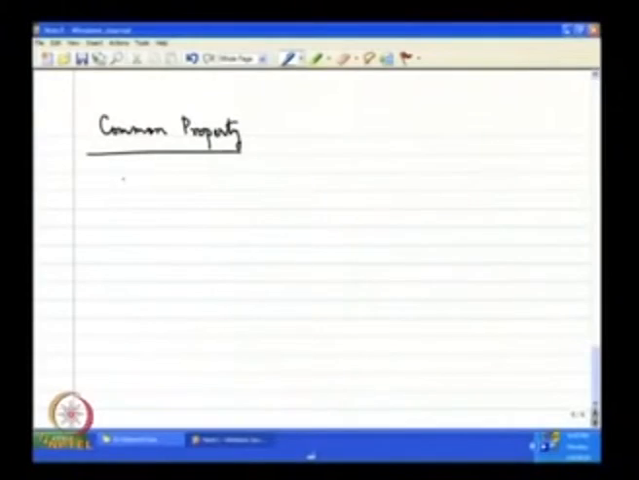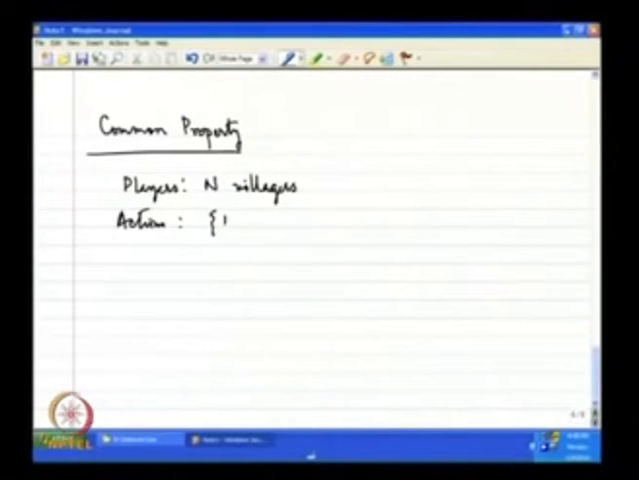So, here the players are the following. Suppose there are n villagers. Actions. Well, how these villagers make their living is that they rear sheep, and each villager has, suppose, the same number of sheep, and there is a common grazing ground in the village. Now, the problem is that if all the villagers graze their sheep in that ground by a high amount, then there is no regeneration of grass in that grazing ground.